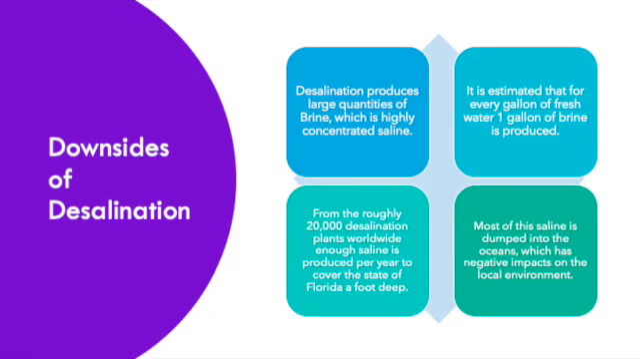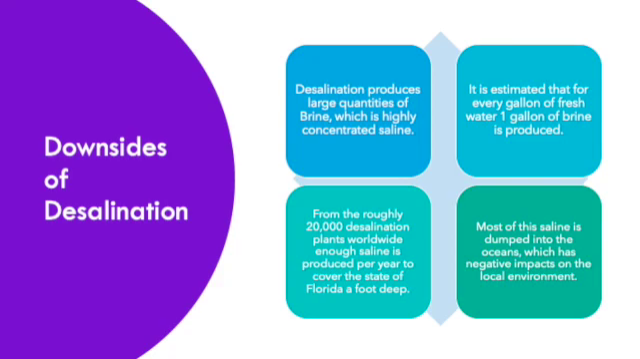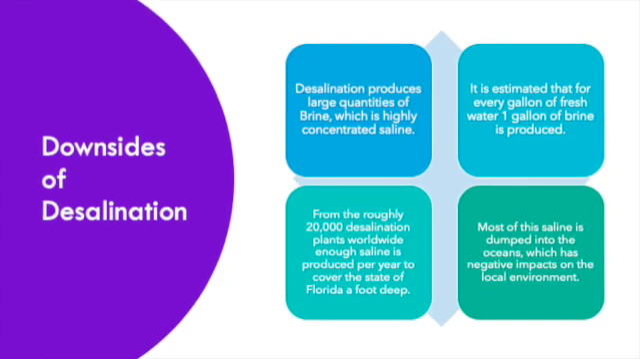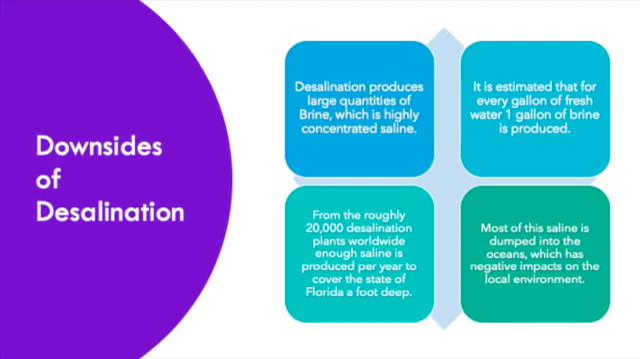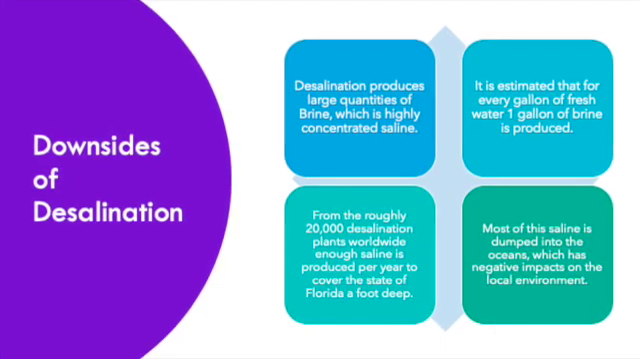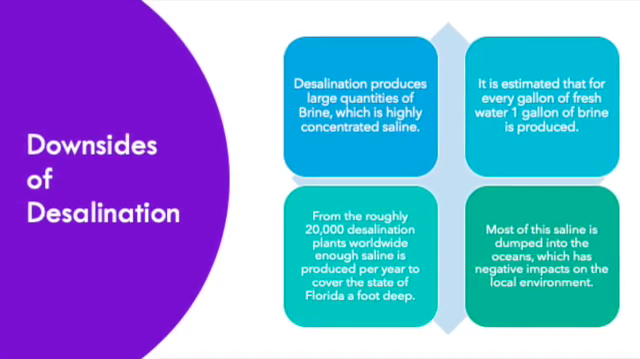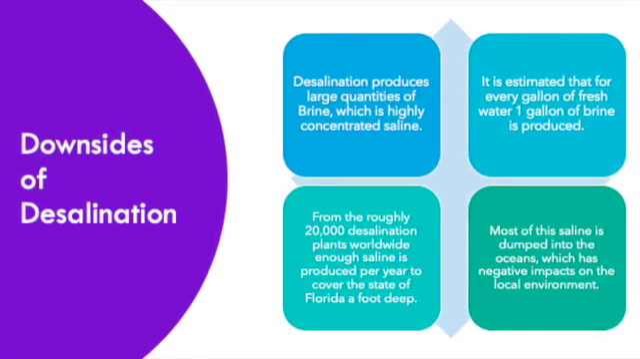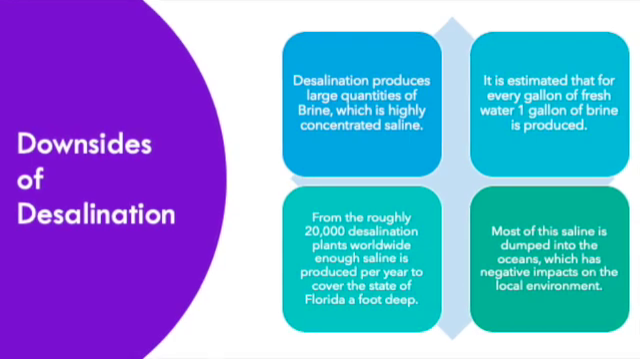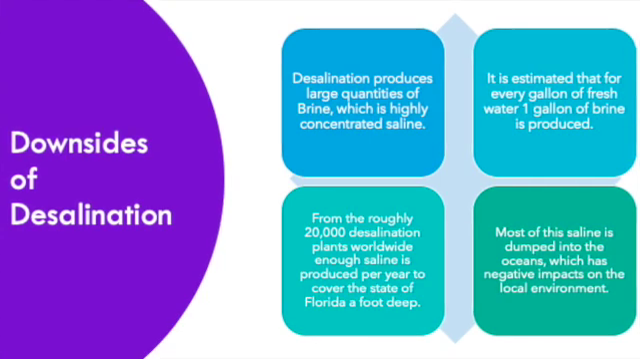Unfortunately, desalination does have downsides, and the main one has to do with the saline that is left over as a waste product of the process. It is estimated that for every gallon of pure water created from desalination, 1.5 gallons of saline are produced. In the 20,000 desalination plants around the world, enough saline is produced to cover the entire state of Florida, a foot deep, every year. This saline is usually just dumped into the ocean, but this can have many negative environmental impacts due to both the salt content and the heat of the water.